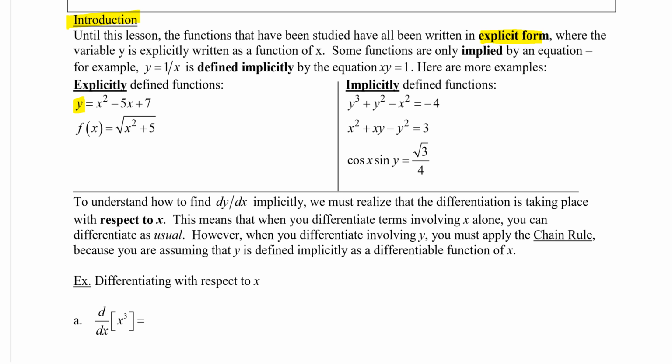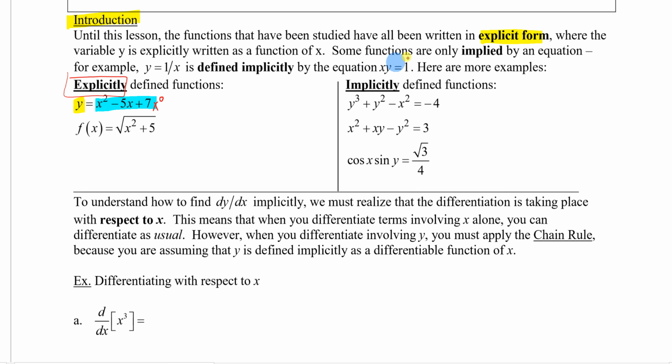This is called explicit form because y is equal to a function of x. I could even say that 7 has an x, but raised to the 0 power, which really just cancels to 1. So all of these terms for y are all x terms. And the one below is f of x, which means function of x. And those are also in terms of x. And this is called explicit form.